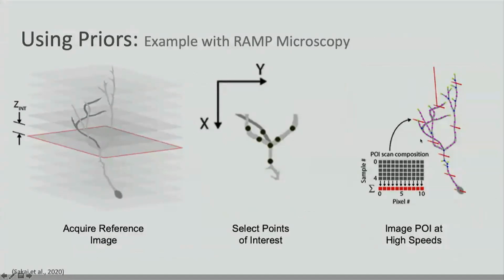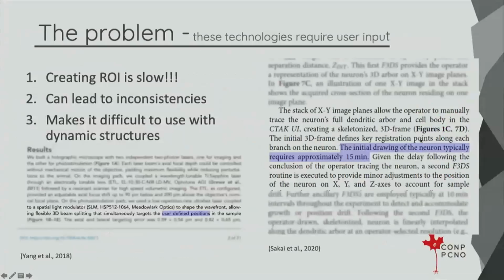The problem, though, is that these techniques often require user-defined positions or user-generated ROIs. And creating regions of interest is very slow, especially if you have a very complex structure that you're trying to predetermine areas to image from. This can also lead to inconsistencies between users, because different users will have biases in how they construct their ROIs. And it also makes it extremely difficult to image dynamic structures.